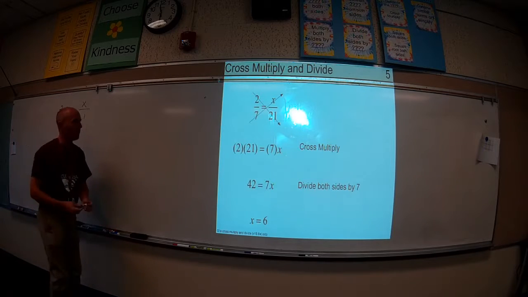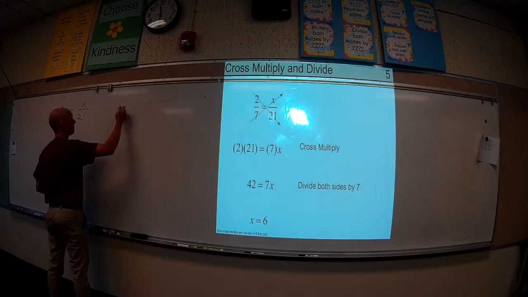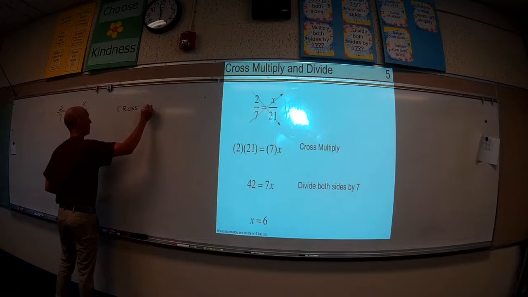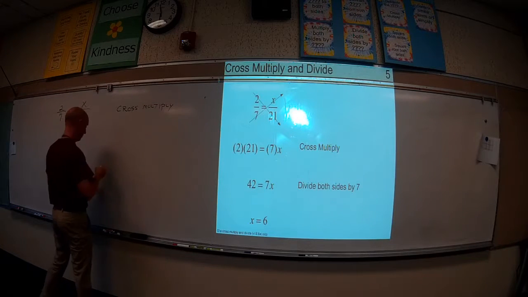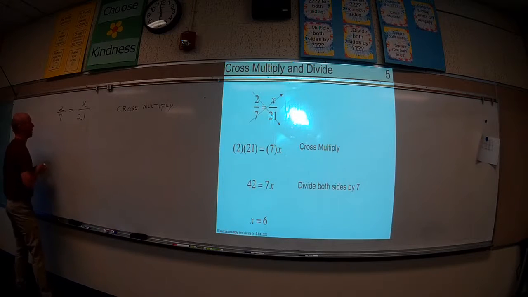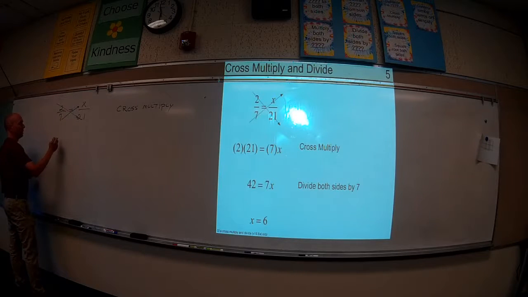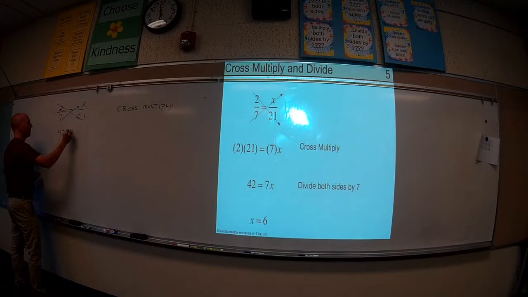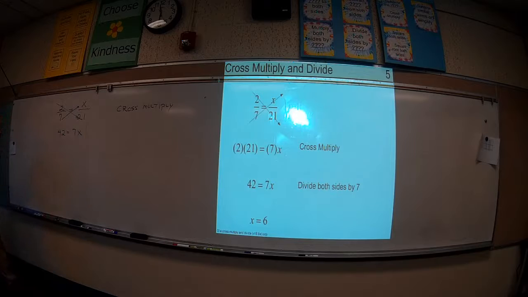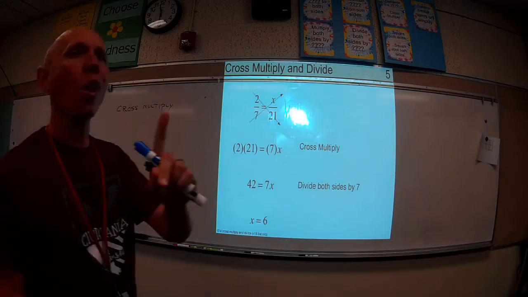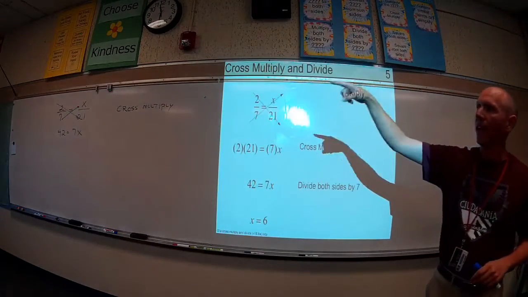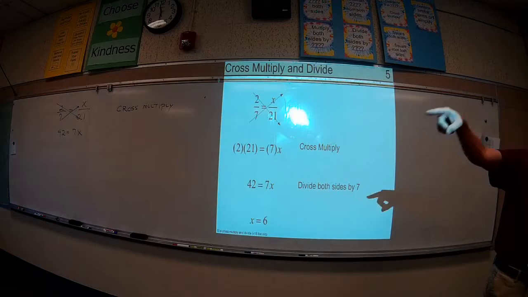To solve it, I'm going to cross multiply. I'm going to multiply down and up. It's going to give me 42 equals 7x. At this point, I've turned it from a 2-step equation into a 1-step equation. Raising a hand, how would you solve that 1-step equation?